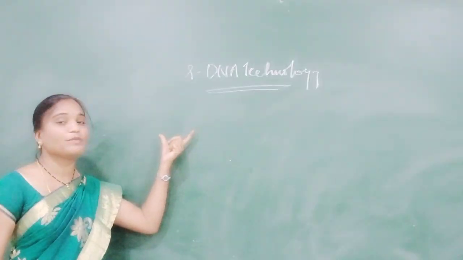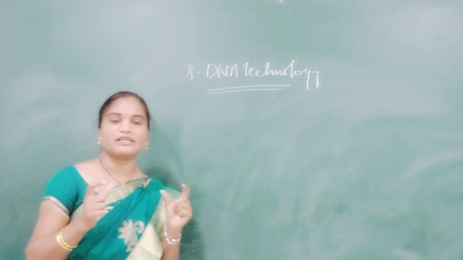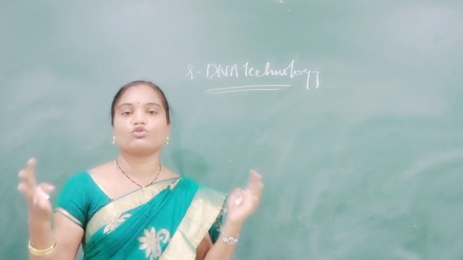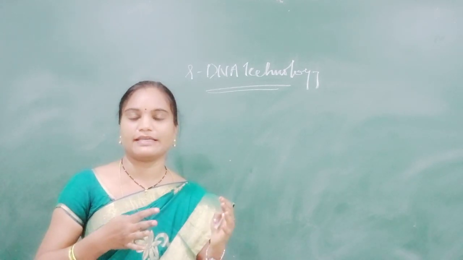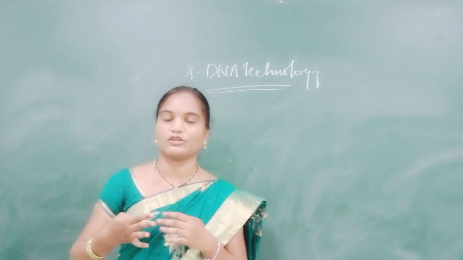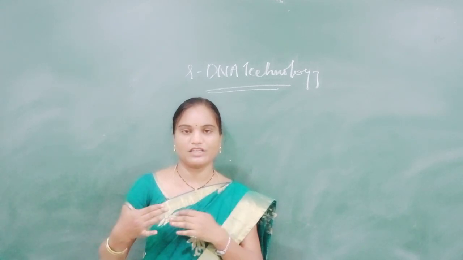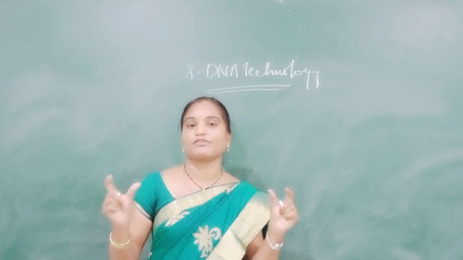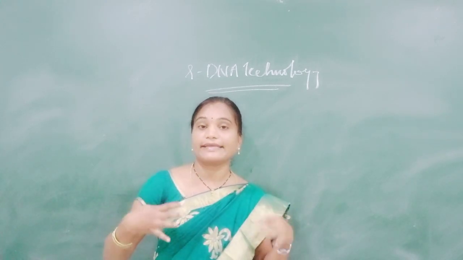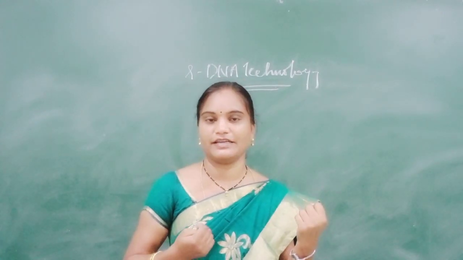So what do you mean by RNA technology? R means recombinant. Recombinant means the joining of two different molecules of a DNA molecule. So recombinant DNA technology: you are joining two different DNA molecules of two different organisms to get a new desired trait, and this is known as RNA technology.